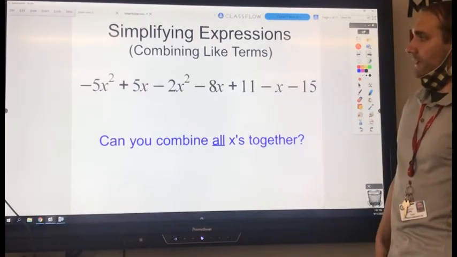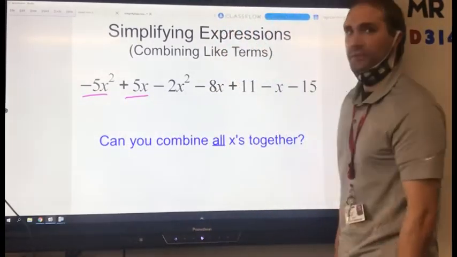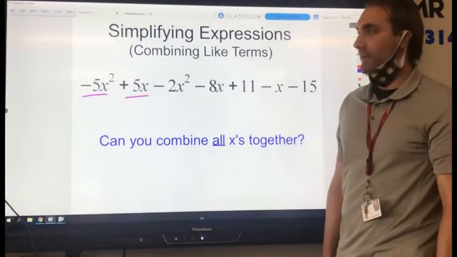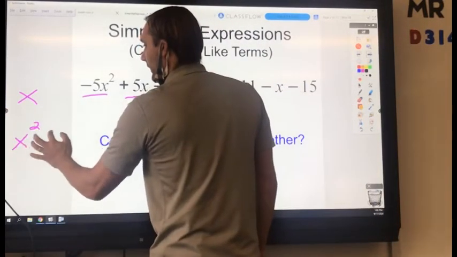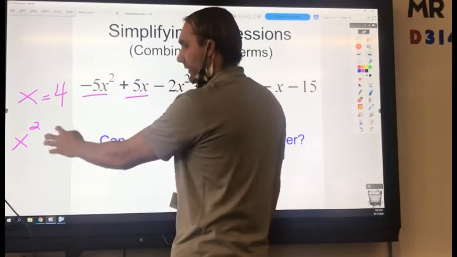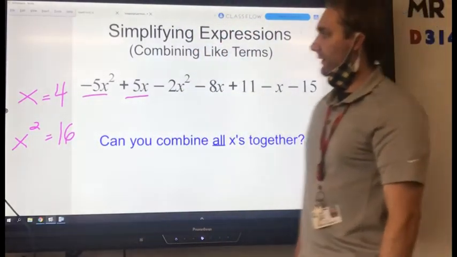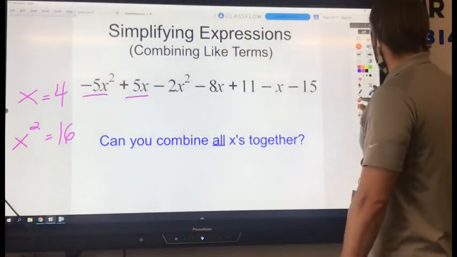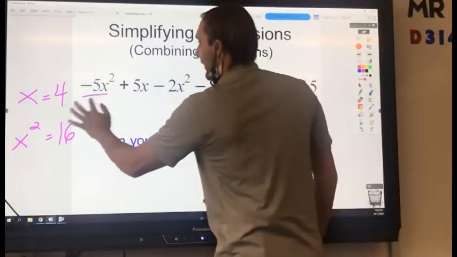Now for this one, I asked you, can I add the 5x squared and the 5x together since they're the same variable? The answer is no. They are the same variable, but they are not like terms. If I take x and x squared, and I plug in, let's say, the number 4, I get 4 here. And what's 4 squared? 16. Are those the same number? No, they're not. So here's proof that these are different numbers. They're not like terms. So when I'm talking about combining like terms, I have to look for another x squared.